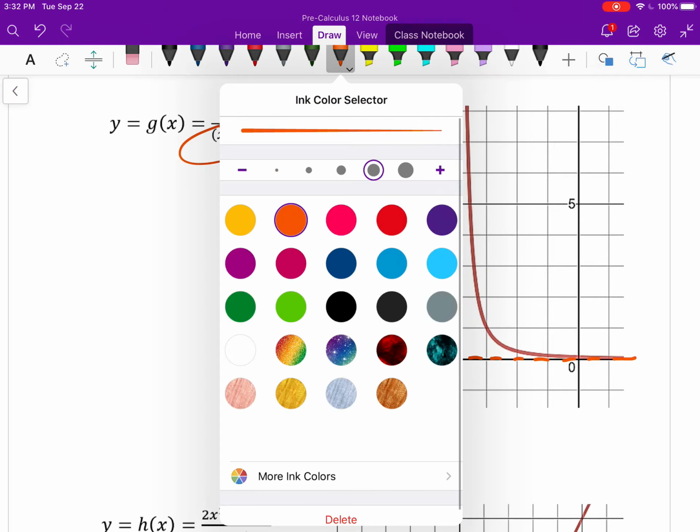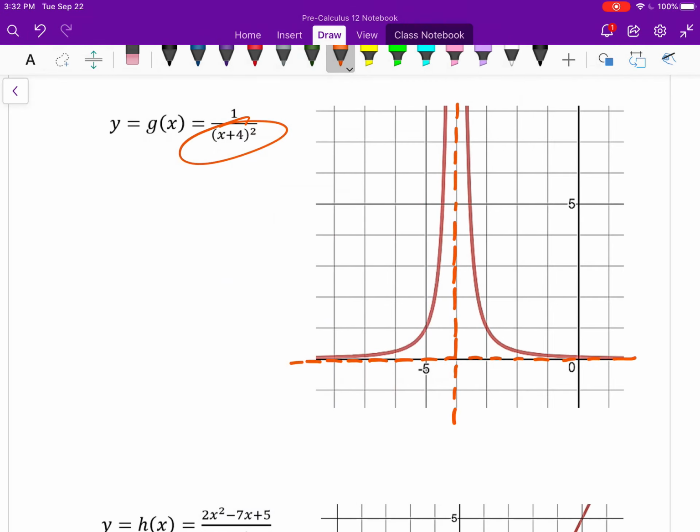So to label this algebraically, the vertical asymptote is at where x equals -4. My horizontal asymptote is at where y equals 0. Those are where my two asymptotes are. And again, for each of these questions, I'm just asking us to label the discontinuities, draw them on there.